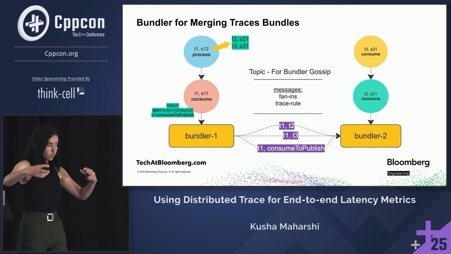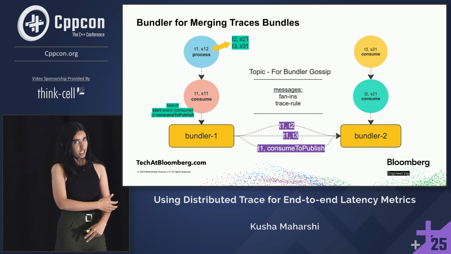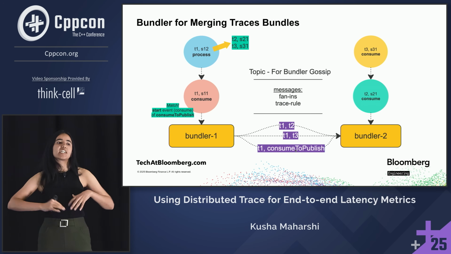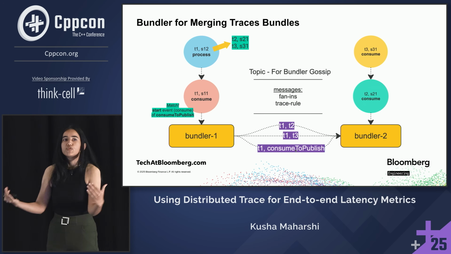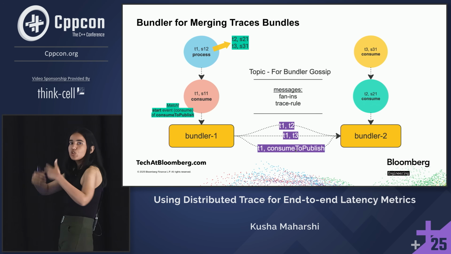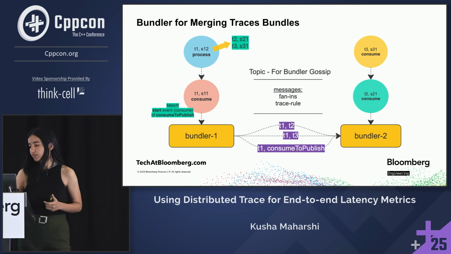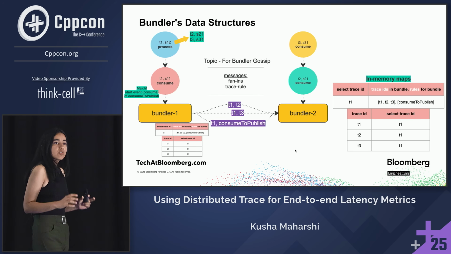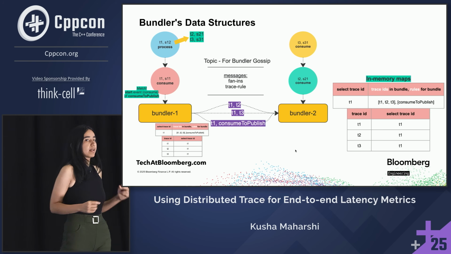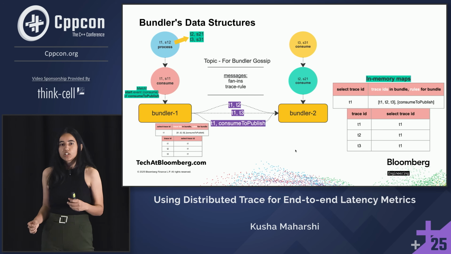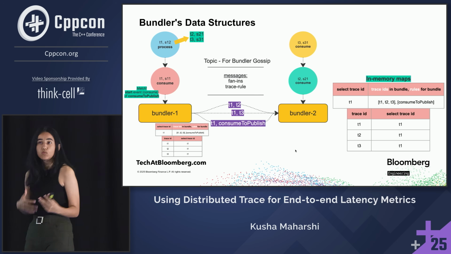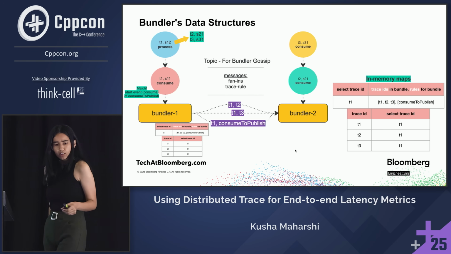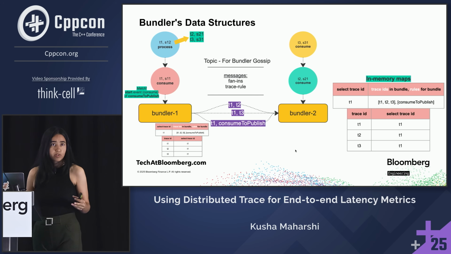And by doing this sort of inter-instance communication, our goal is for all of the bundlers to have a complete view of the different trace bundles that are getting streamed into our system. More specifically, what we want is for bundlers to be able to maintain these in-memory maps that essentially completely define the state of the system and what traces are in what bundles. So let's take a look at what these in-memory maps look like.